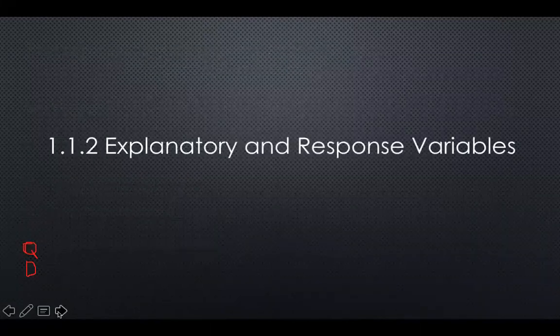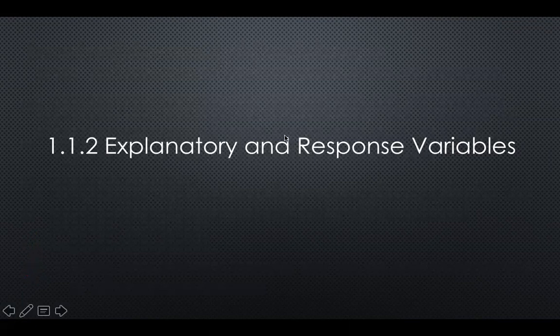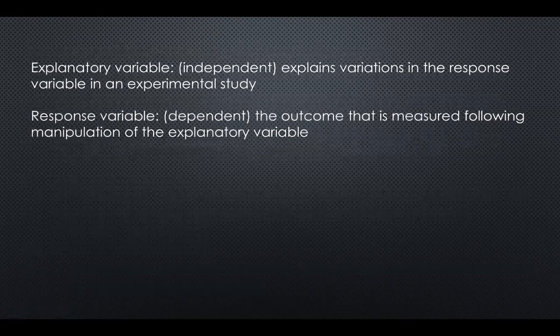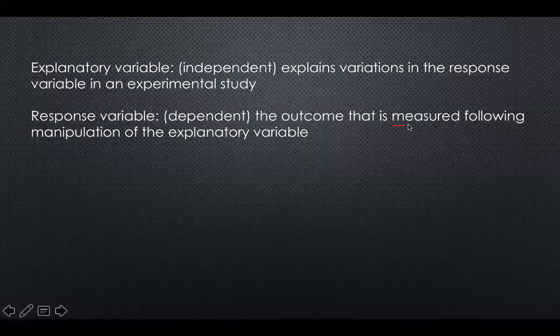All right, so next. Explanatory and response variables. An explanatory variable, also known as an independent variable, explains variations in the response variable in an experimental study. On the contrary, a response variable, also known as a dependent variable, is the outcome that is measured. So it's very important to note that response variables are measured following a manipulation of the explanatory variable.